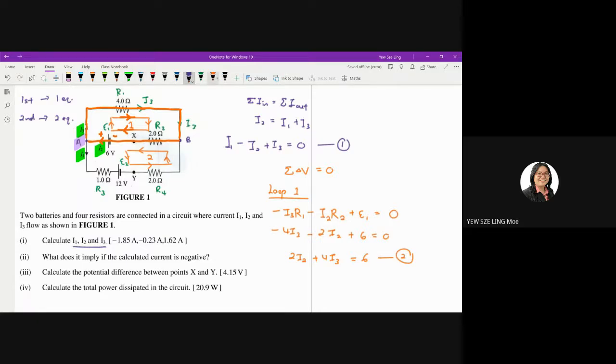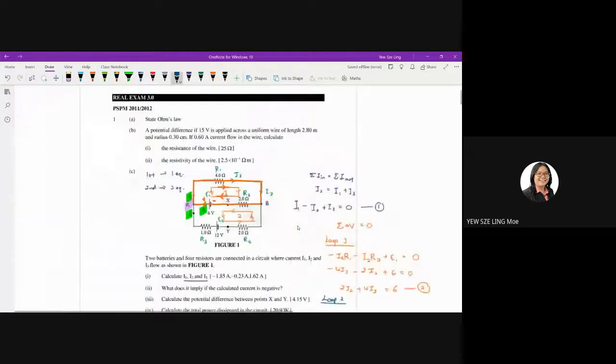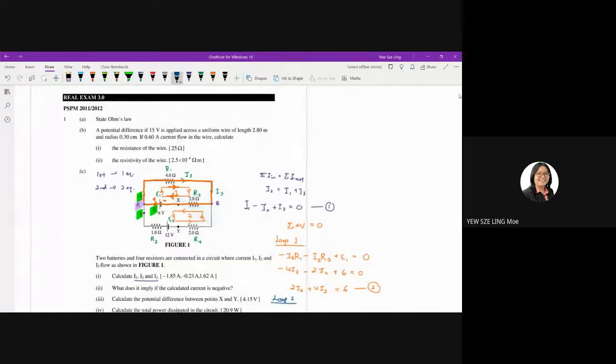Okay, next, I'm going to look at loop 2. I'm going to form equations for loop 2. So how am I going to form the equation? Again, I'm going to repeat the same steps.